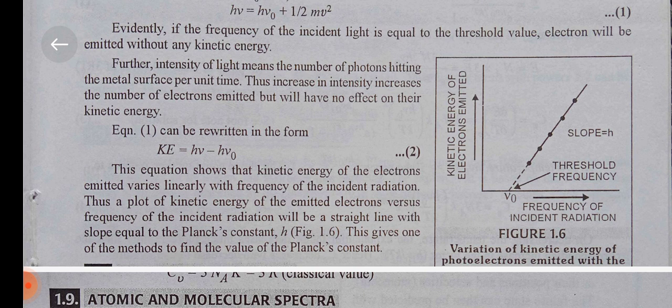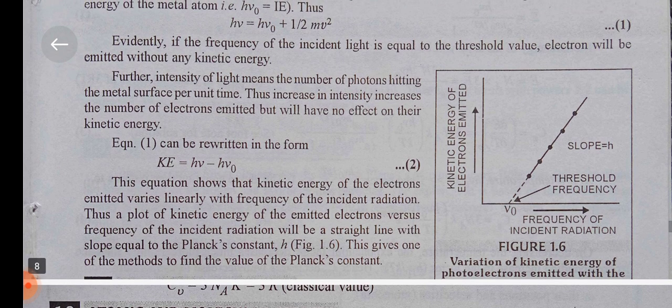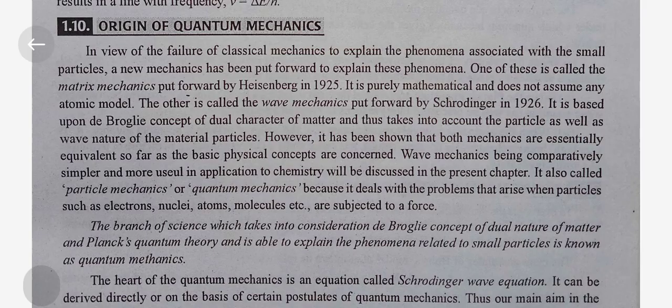Intensity of light means the number of photons hitting the metal surface per unit time. Thus, an increase in intensity increases the number of electrons emitted, but will have no effect on their kinetic energy. So the equation can be written in the form: kinetic energy is equal to h nu minus h nu naught. This equation shows the kinetic energy of the electron emitted varies linearly with the frequency of incident radiation. Thus, a plot of kinetic energy of emitted electrons versus frequency of incident radiation will be a straight line with slope equal to Planck constant, that is h. This gave one of the methods to find the value of Planck constant.